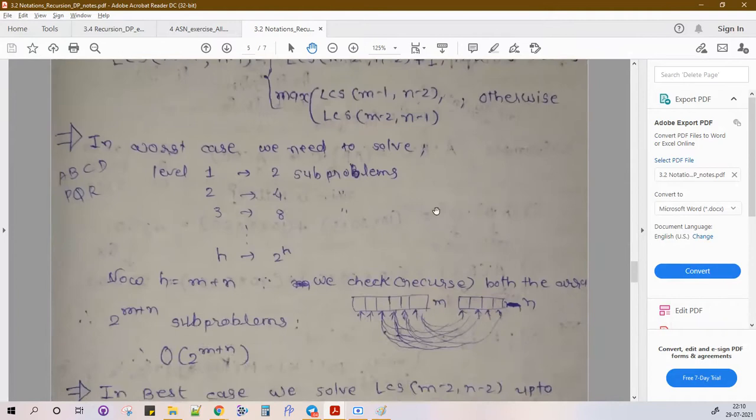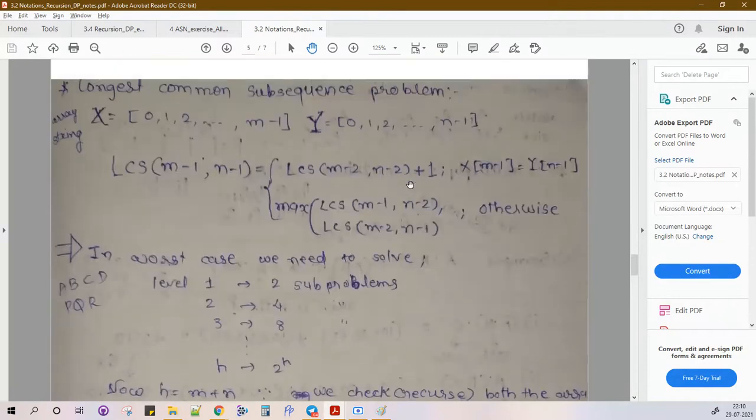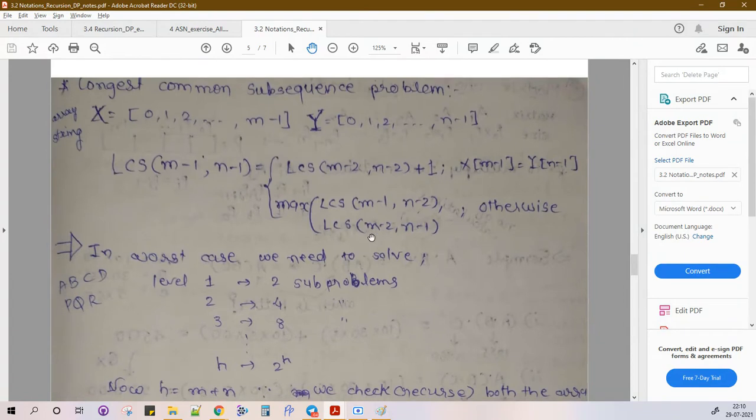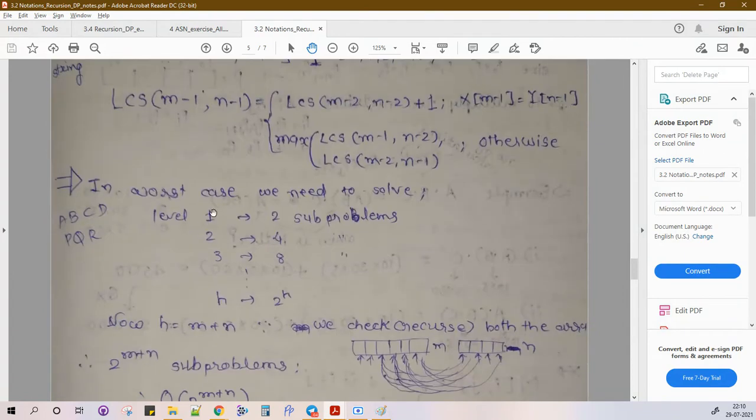And the worst time complexity would be, if nothing is matching, we need to solve two more problems. From one problem we are solving two more problems if nothing is matching, right? So at level 1 I will have 2 subproblems. Let's say in both subproblems nothing is matching, the last elements are not matching, then 2 will be converted into 4, right? At level 3 it would be converted into 8, right? Two subproblems would become 4, and if nothing is matching in all 4, I need to solve 8 subproblems, right?